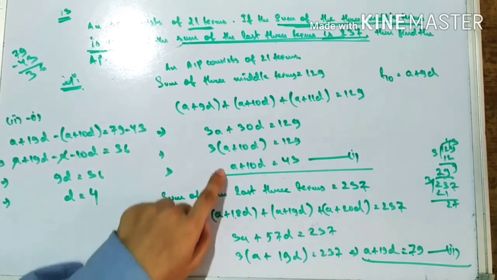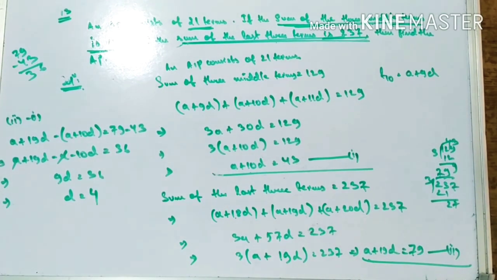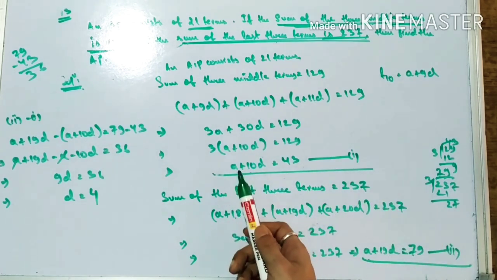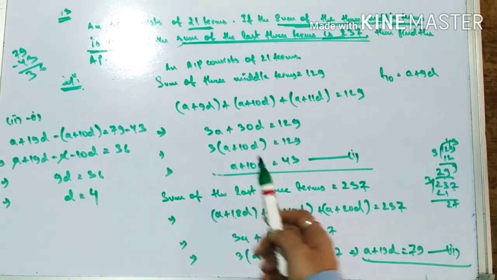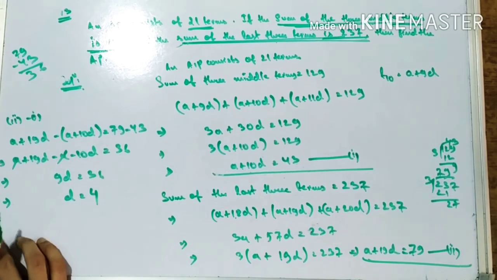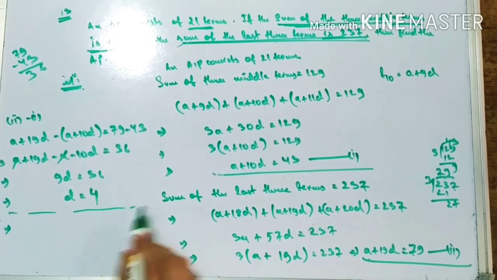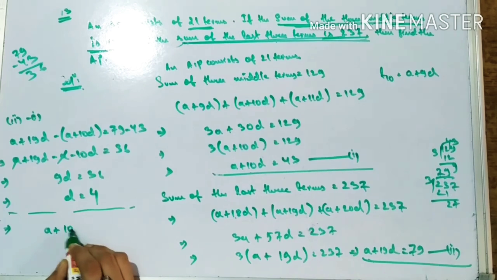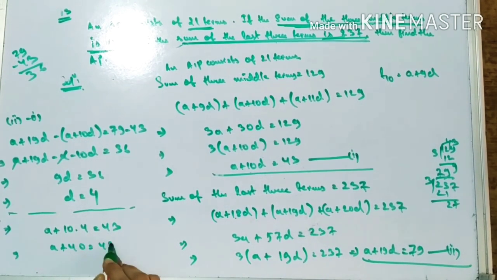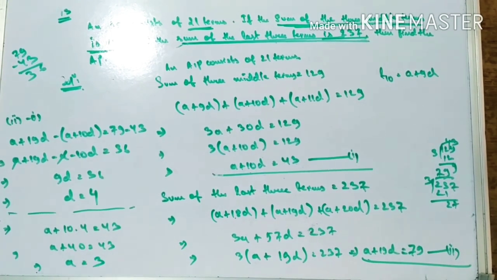Now this d value I will put in either equation 1 or equation 2, and I will find the value of a. Understand? I got the common difference; now I need the first term. Then only I will be able to find the arithmetic progression. Putting the value of d in equation 1, we get a plus 10 into 4 is equal to 43. a plus 40 is equal to 43. So a is equal to 3 I will get.